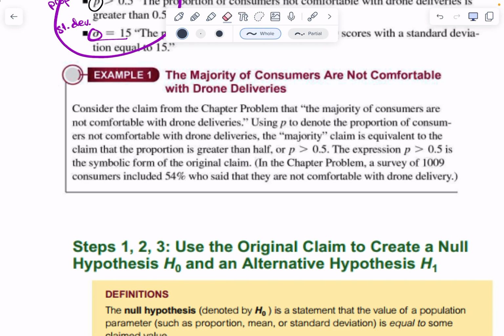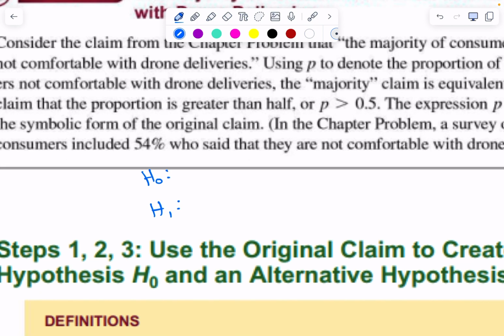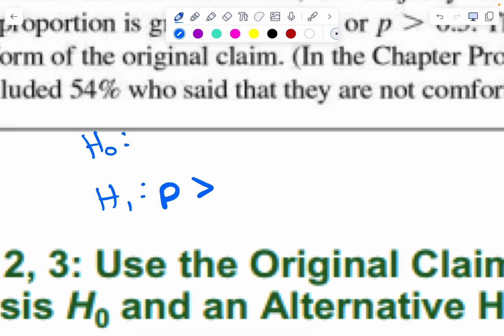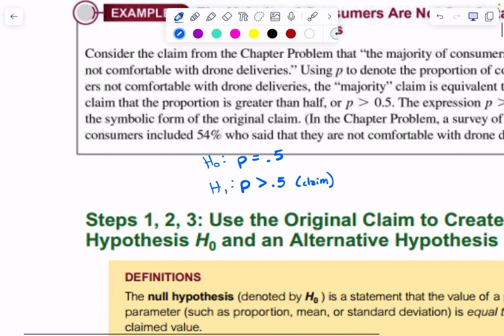Well, whatever. Example 1. We were talking about majority. Majority means greater than half. So for my hypotheses, if we are claiming greater than half, that means p is greater than 0.5. This is my claim, and we're talking about drone deliveries. You have this written down. What goes in my null hypothesis, the one right above that? p equals 0.5. Now, before we do anything else, we are going to figure out, is this a left tail, a right tail, or a two tail?